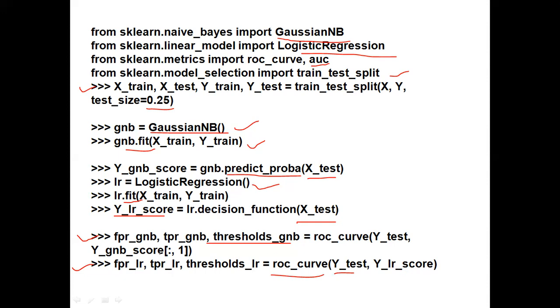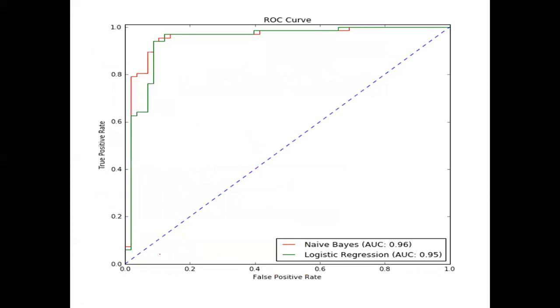Now we want to plot these values as a curve. So here is the ROC curve for both the models. The red line represents my Gaussian Naive Bayes classifier, and the green line represents the logistic regression classifier. You can observe here that for the Gaussian Naive Bayes classifier, my area under the curve is 0.96, and for the logistic regression model it is 0.95 for the same data set.